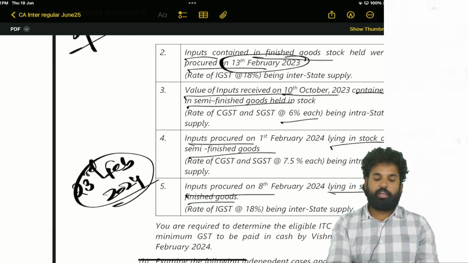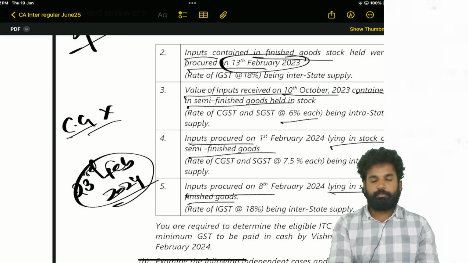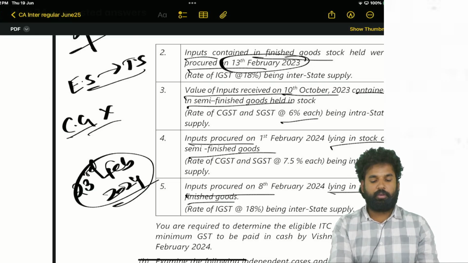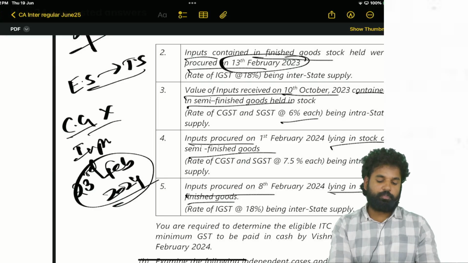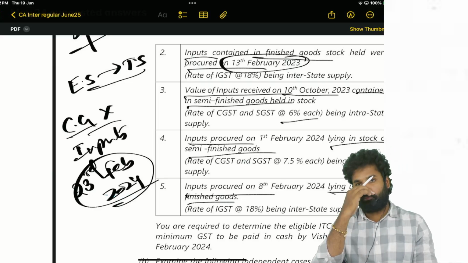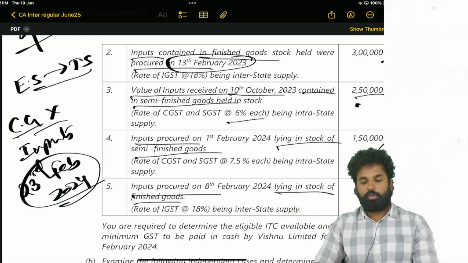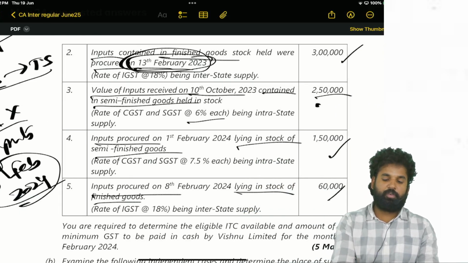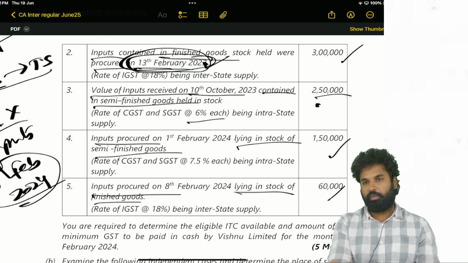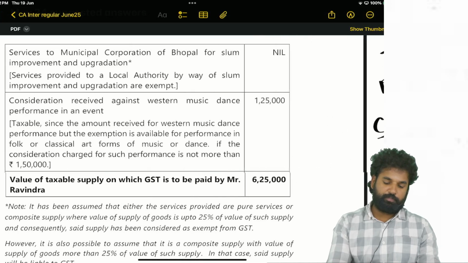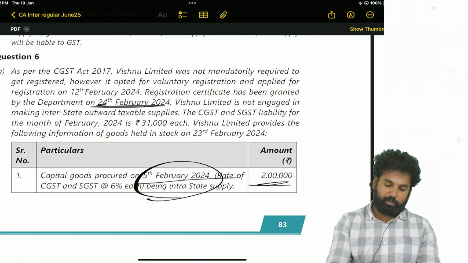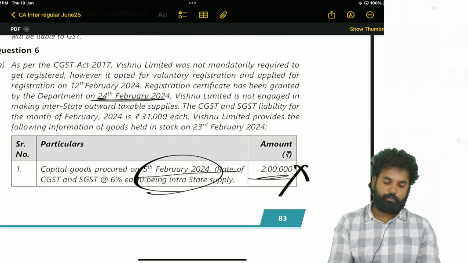Whenever it is a case of capital goods, it cannot be claimed. Only in case of exempt supply to taxable supply, then only capital goods can be claimed. With respect to inputs, inputs older than 1 year cannot be claimed. So here this is 13th February 23, that means more than 1 year, so this cannot be claimed. This can be claimed. This can be claimed. This can be claimed. First one is there, no? That is capital goods. This cannot be claimed.